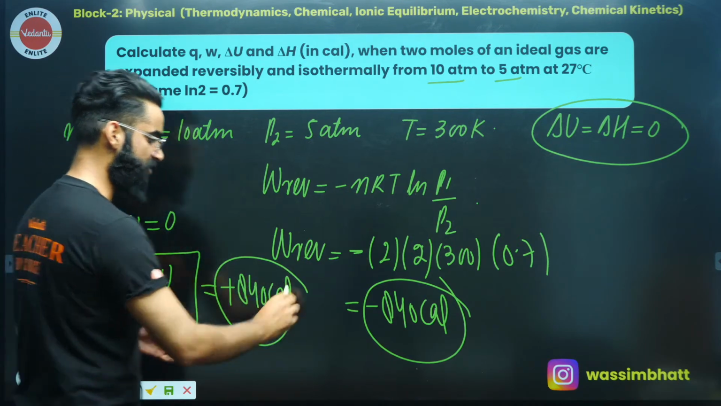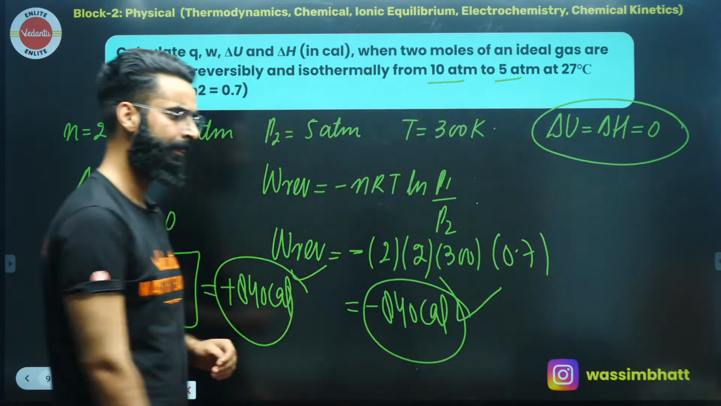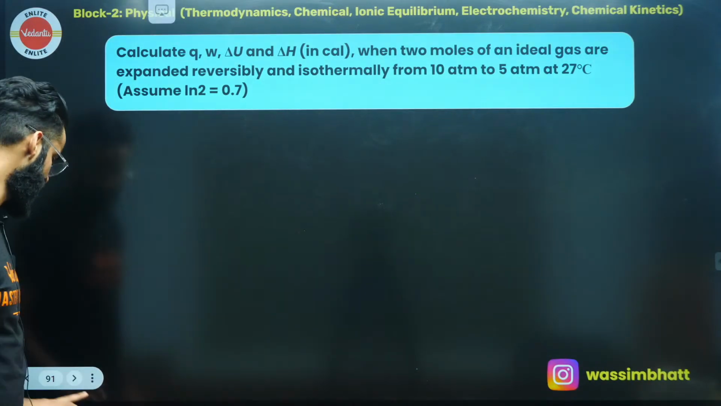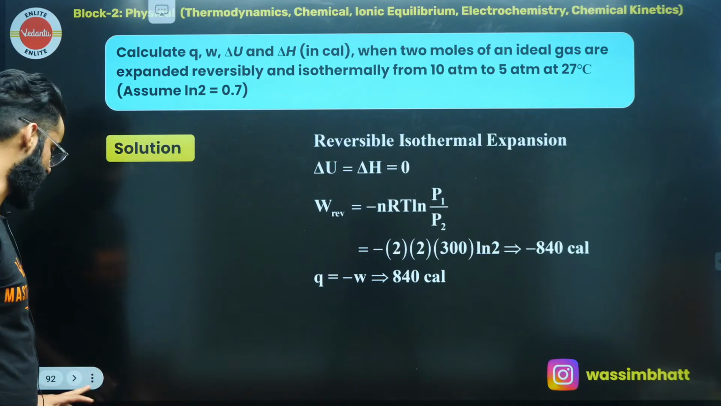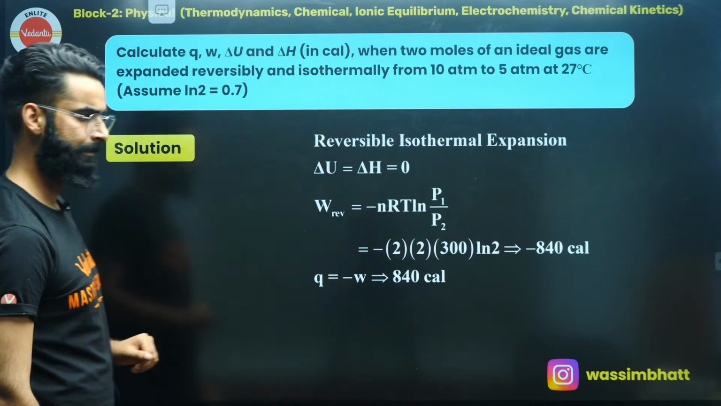So all the parameters you have calculated, Q, W, delta U and delta H, all the things are calculated, right? Simple and basic. Perfect. I'm sure you can easily solve these sort of questions from now onwards. Just remember the result, use the result and solve it.